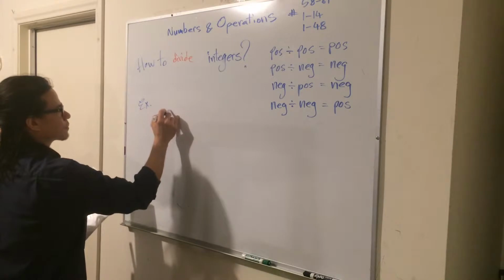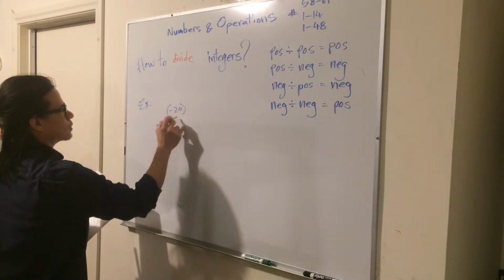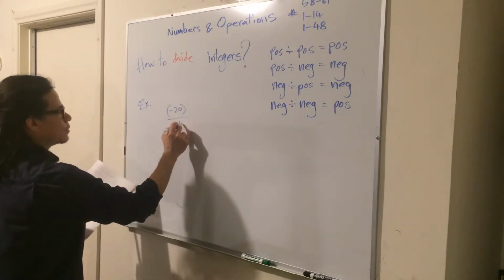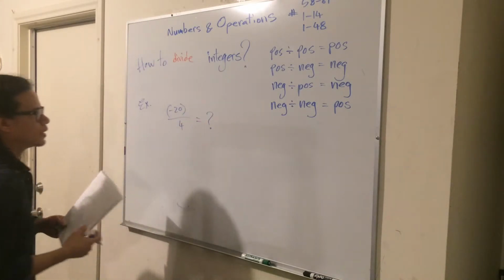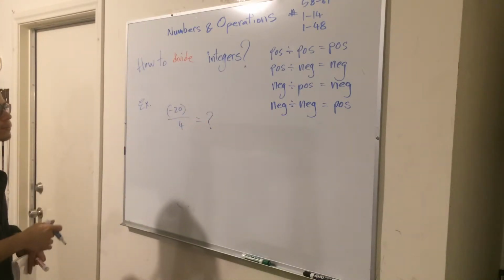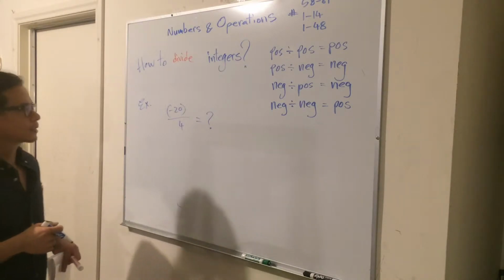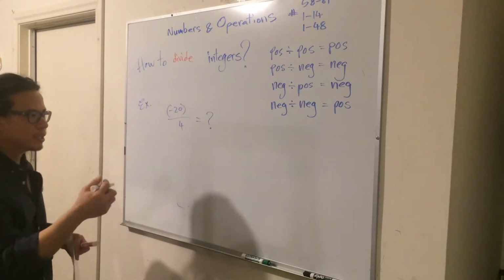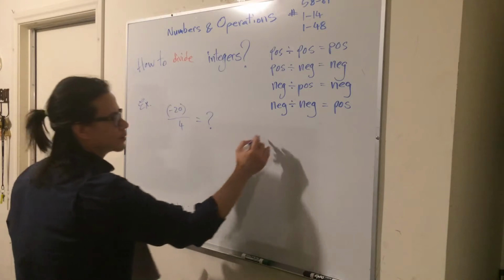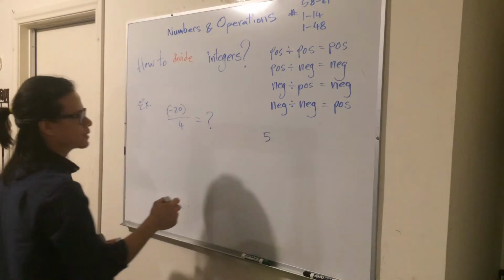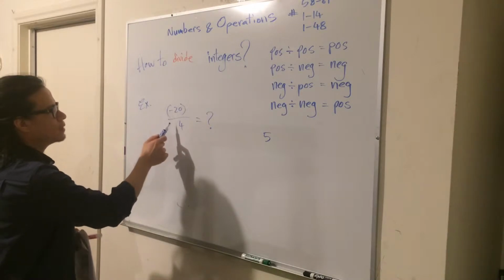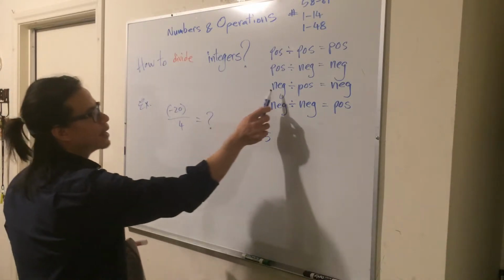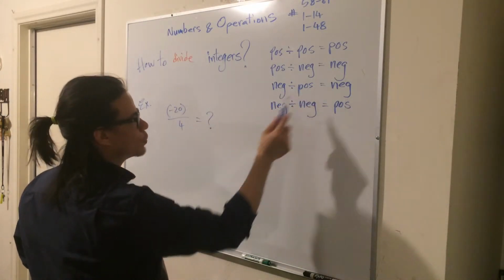Negative 20 over 4. Remember, fraction bar means divide. What would you get? Okay, so take 20 divide 4, get 5. Is it going to be positive or negative? Well, let's see. You have a negative divide a positive. Negative divide a positive, we get negative.